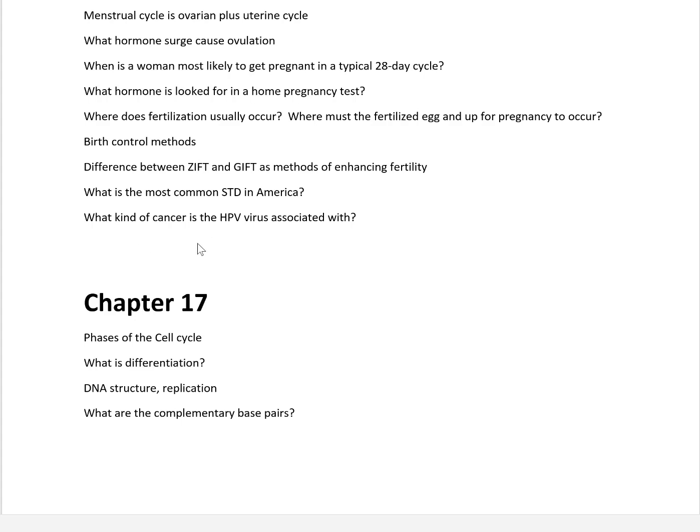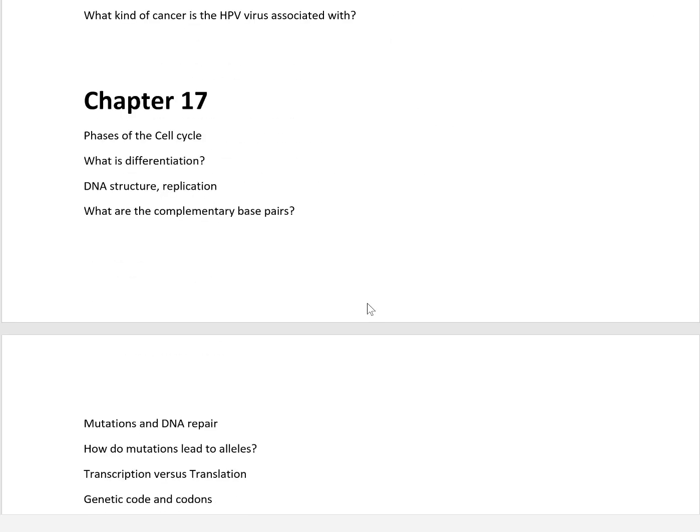And then lastly here, what kind of cancer is the HPV virus associated with? Actually, quite a bit. It causes genital warts, but the big thing is cervical cancer. So that's number one. But my wife works in gastroenterology, and there are people that develop rectal and anal cancer from HPV, from anal sex and these kinds of things too. But the big one is HPV virus. Think cervical cancer. All right, we're going to move on to chapter 17 then.